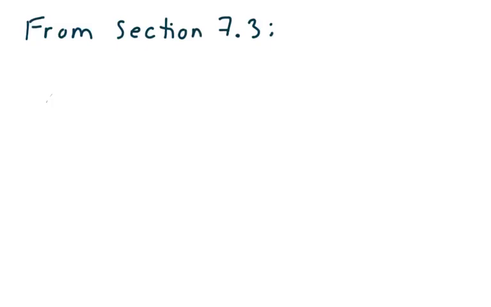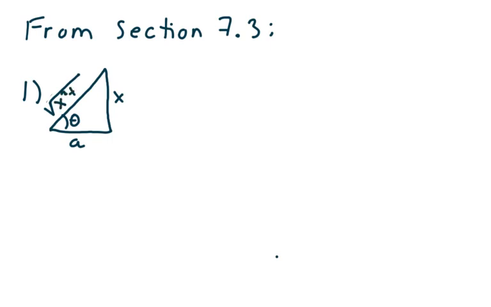This is a video from section 7.3, and it's on trigonometric substitution. In this section, I want to draw some triangles for you, because we're going to look at different substitutions. Let's take a look at this first triangle. Suppose this is x, this is angle theta, and this is a. By the Pythagorean theorem, the hypotenuse should be the square root of x squared plus a squared.